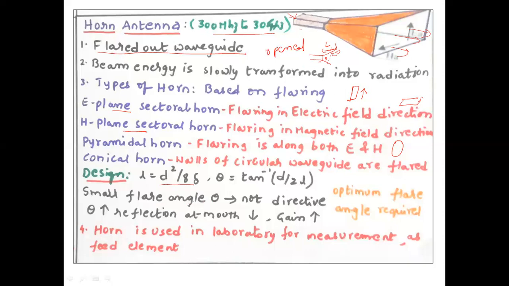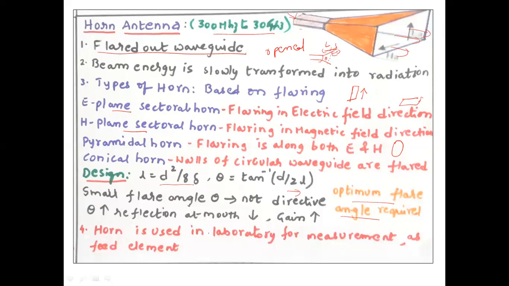And here, while designing, you should keep in mind that a small flare angle theta does not give a good output. That means your output will not be very directive. If I increase the theta value, the reflections will increase. So, what is the solution for this problem? Optimum flare angle. As we already said for previous antennas, whenever we are designing an antenna, in most cases the optimum or mid values are chosen for better output. In order to balance the gain and directivity, here also an optimum flare angle is required. Not a very high theta, not a very low theta value. In between, the value will be chosen.